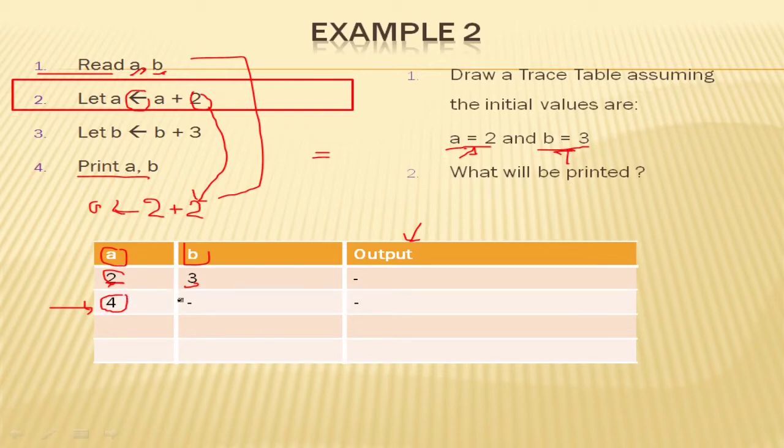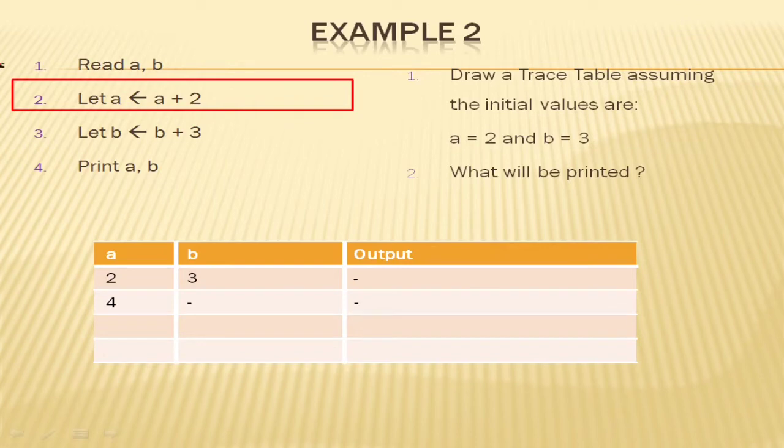All right, there is no value for B and no value for the output, hence we just put a dash, or we could leave it blank. Once we do that, we're then going to move to the next line. So let's do that.